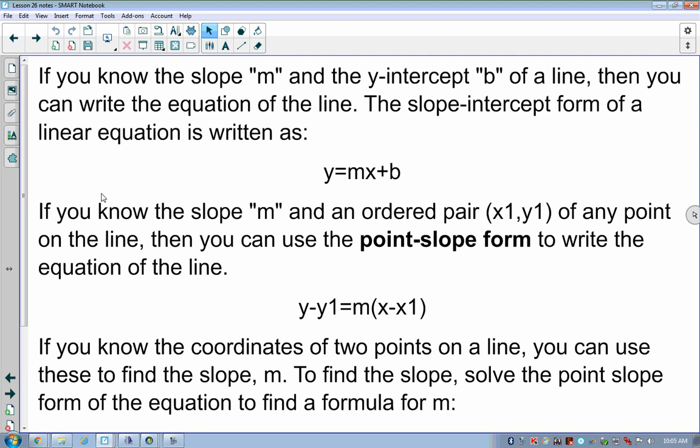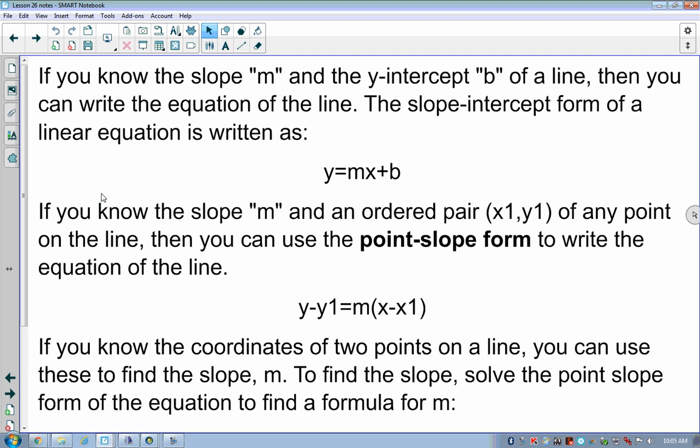But if we know the slope, if we know m, they might give us a line with a certain slope that passes through the coordinates, say, 4, 5. What is the equation of the line? Well, we can use this equation where we say y minus y1 equals m times x minus x1. And that's the point-slope form. So if they give me the slope and one coordinate, I can write the equation of the line.